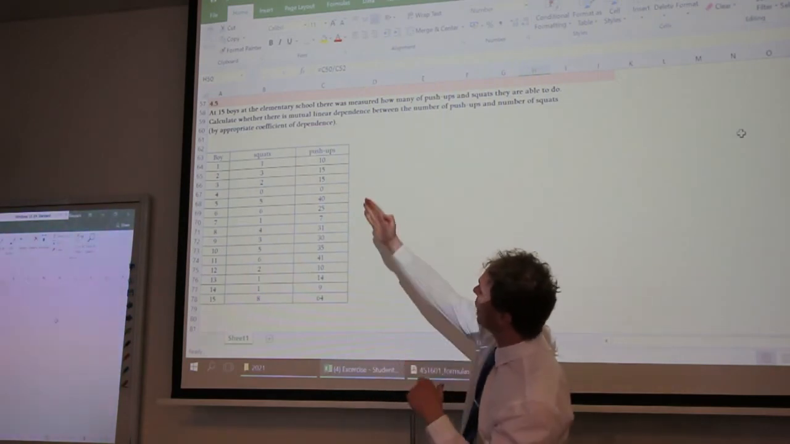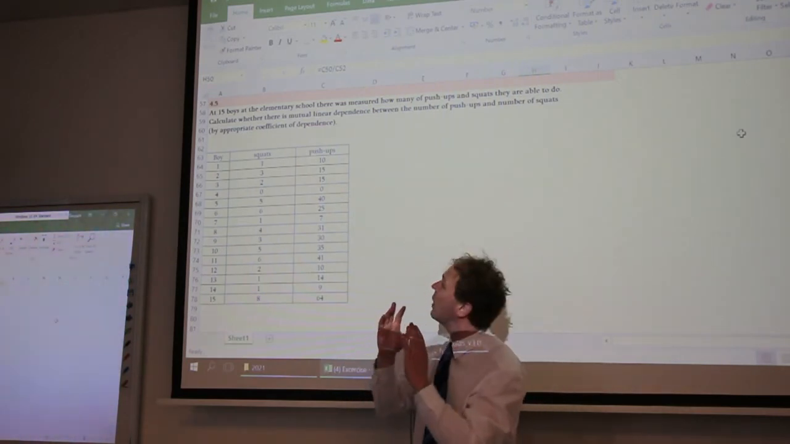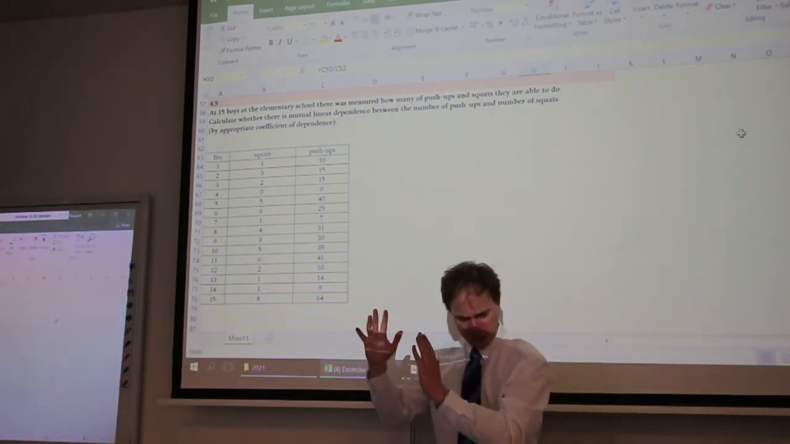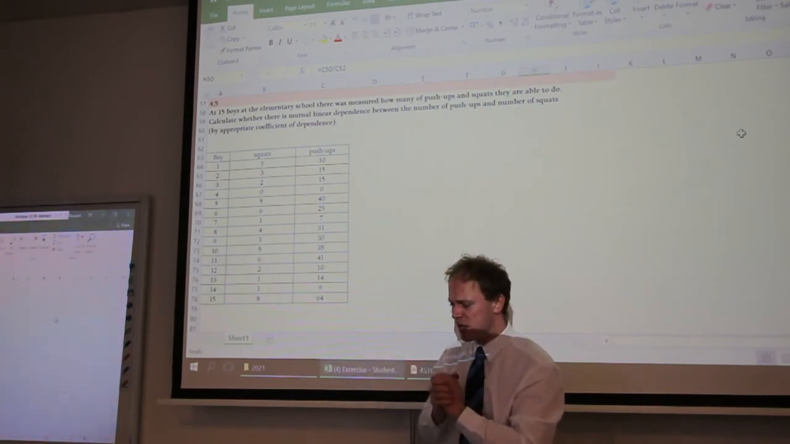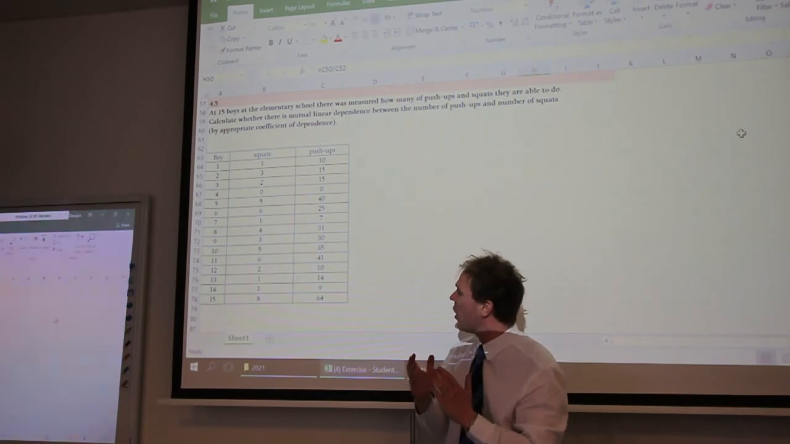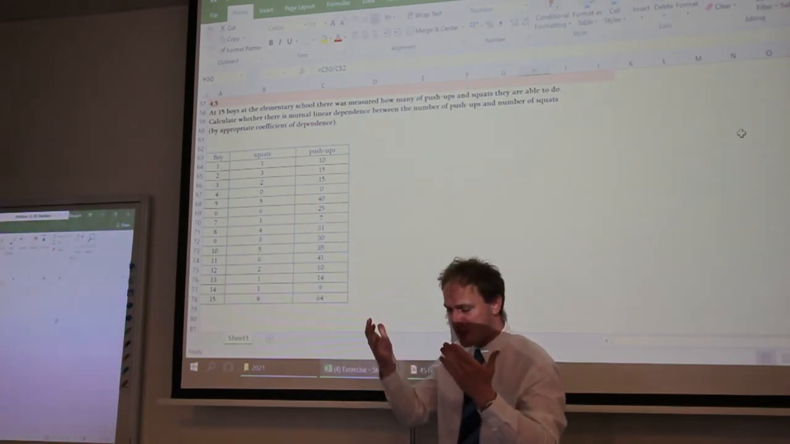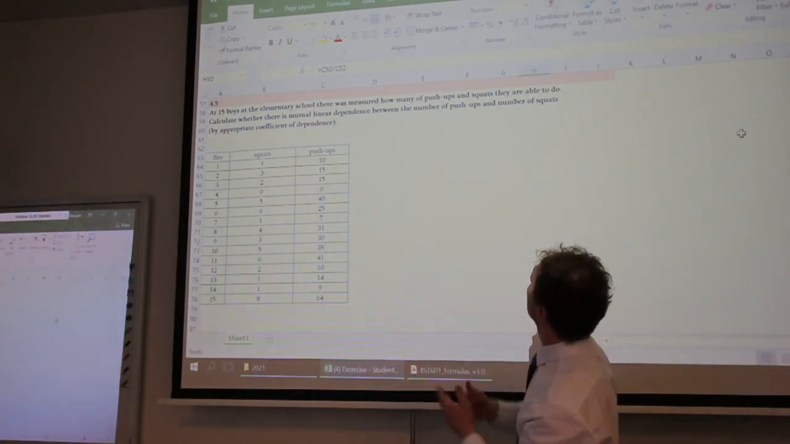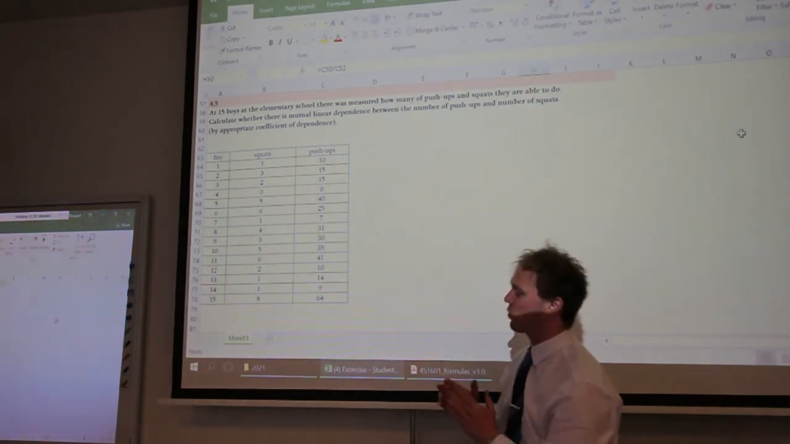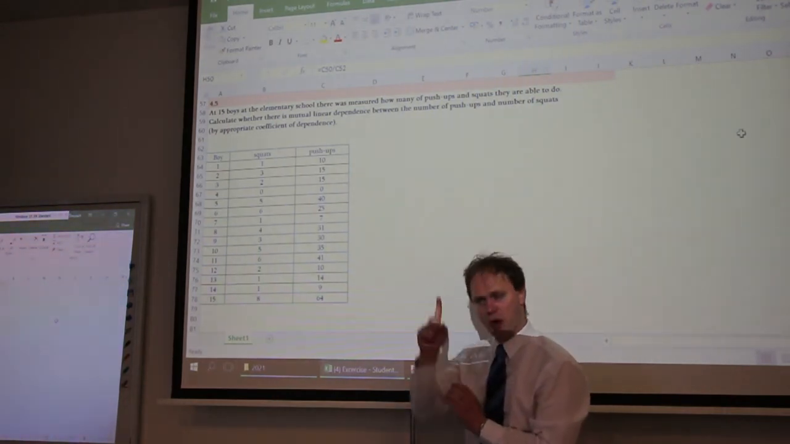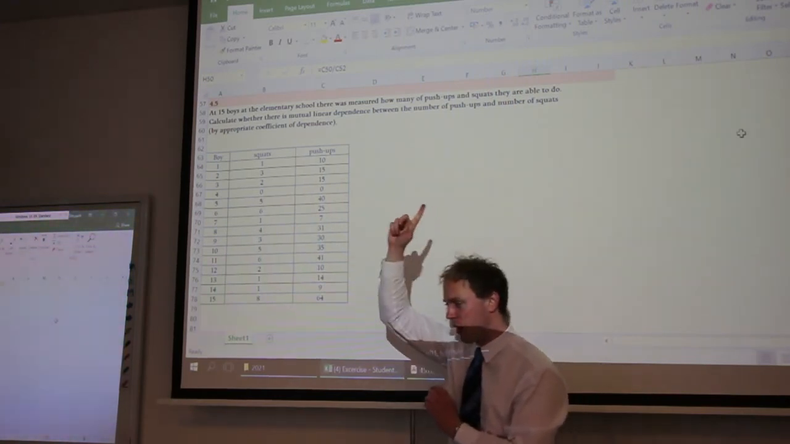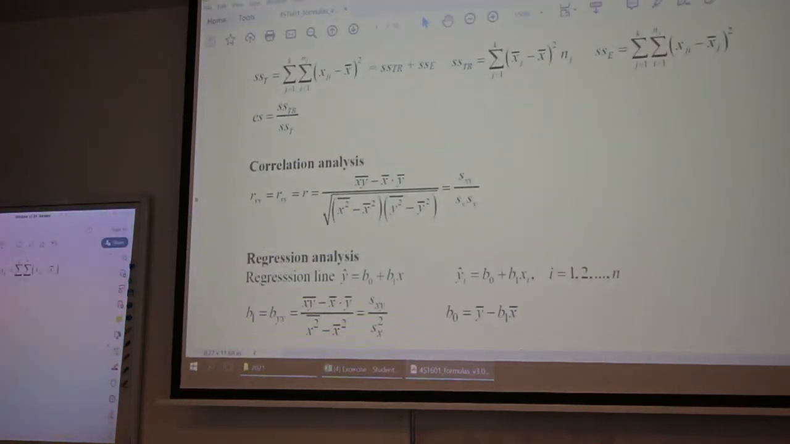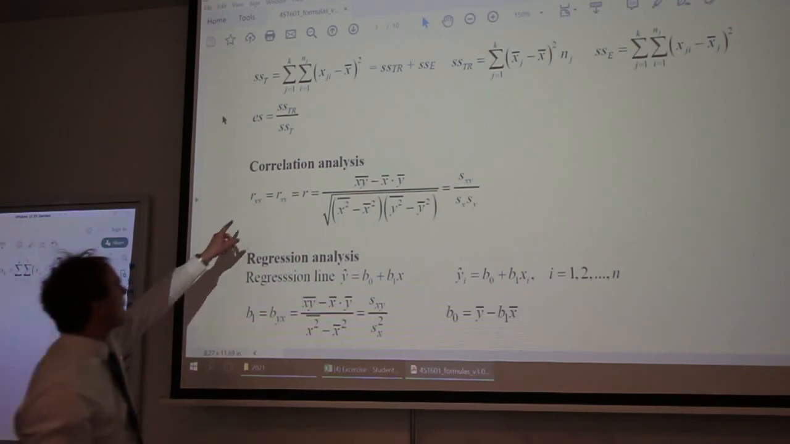So we would like to calculate whether there is a mutual linear dependence between the number of push-ups and the number of squats. So we would like to calculate some measure of the power of dependence between variable 1 and variable 2, the strength of the dependence using an appropriate coefficient. We will use the correlation coefficient.